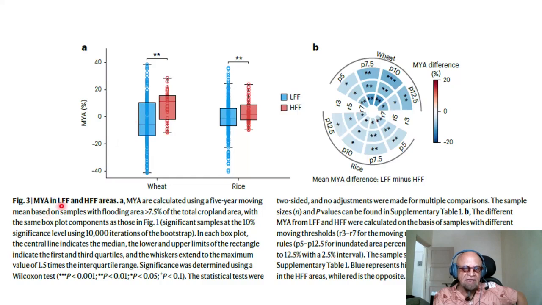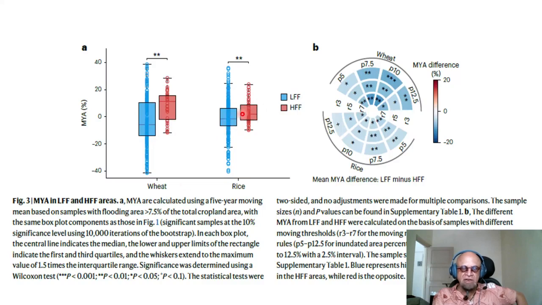The areas in LFF and HFF, MYA are calculated using a 5-year running mean based on samples with flooding area greater than 7.5% of the total cropland area. So mean yield, that's the yield data with the same box plot components as those in figure 1. You can go back and look at it. These are the box and whisker plots, and you can see negative numbers here. These are low frequency floods and high frequency floods. So more losses here, this is for wheat, and more losses here, this is for rice.